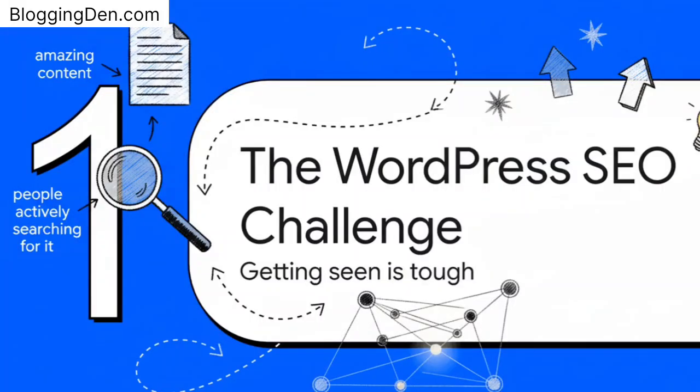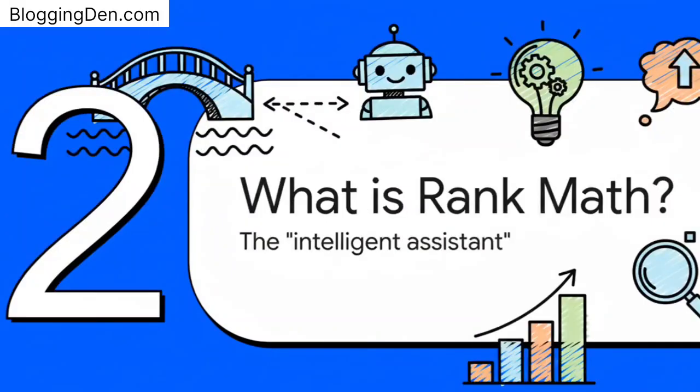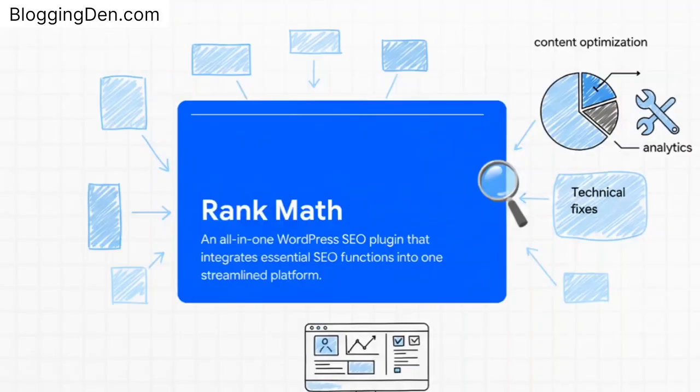Think about it this way. You could write the most brilliant, mind-blowing article ever, but if nobody can find it on Google, did it even really happen? That's the WordPress SEO challenge in a nutshell. It's that crucial and often really tricky bridge between your awesome content and the people who are actually out there looking for it. So you gotta ask, how do you build that bridge? Well, this is where Rank Math steps in. It positions itself as the solution, kind of like an intelligent assistant for your website. So what does that mean exactly?